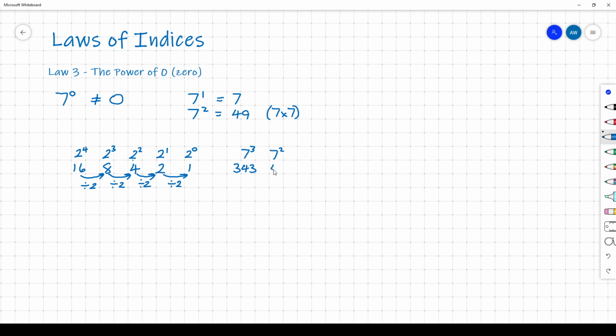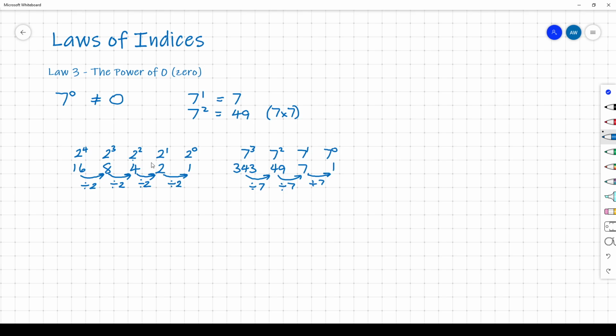Okay, let's look at 7 squared. 7 sevens, 49. We've divided by 7, haven't we? Because we've got 1 less 7 being multiplied together. 7 to the 1 is 7. Divided by 7. And if we carry on with that pattern, divide by 7, 7 to the 0 is 1. So 2 to the power 0 is 1. 7 to the power 0 is 1.